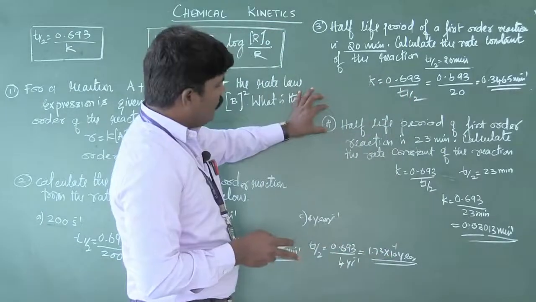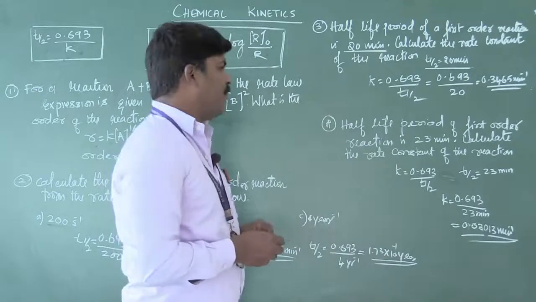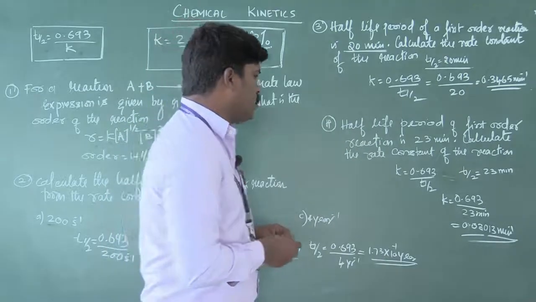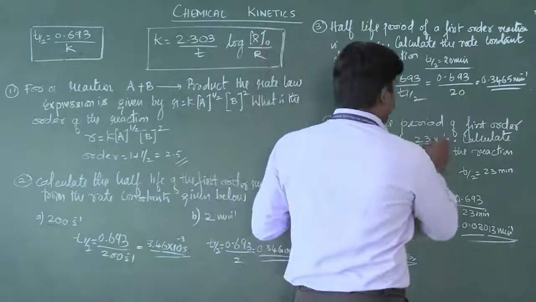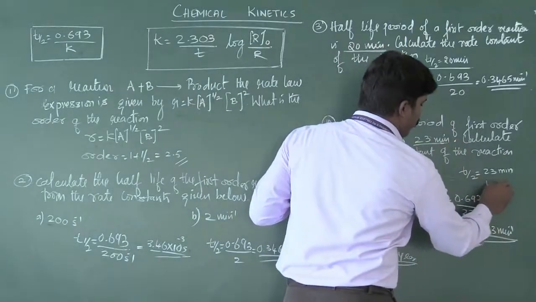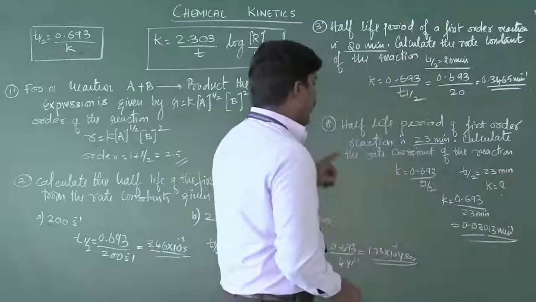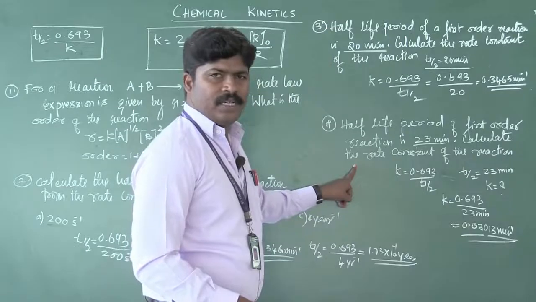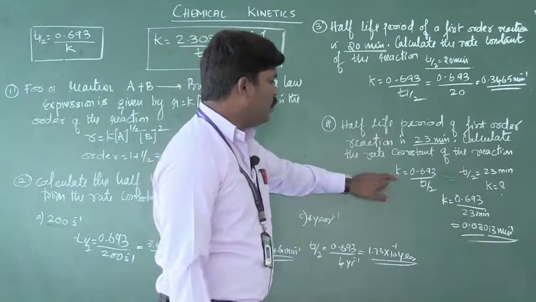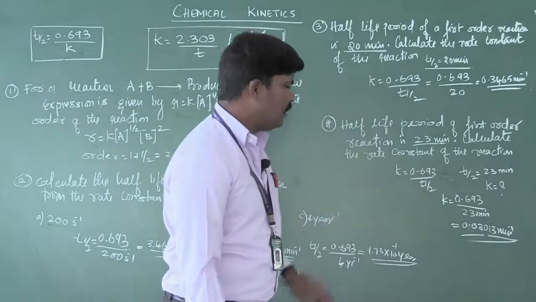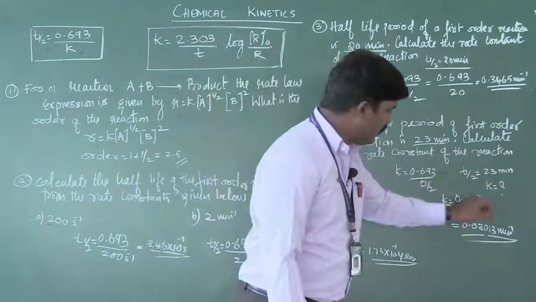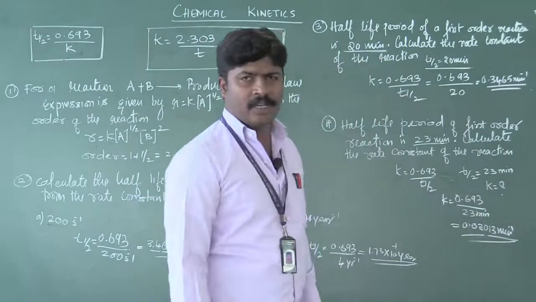Now coming to the fourth problem. The half-life period of a first order reaction is 23 minutes. I need to find the value of K. So calculate the rate constant of the reaction. K is equal to 0.693 by T half. T half is 23 minutes. Calculate the rate constant K.